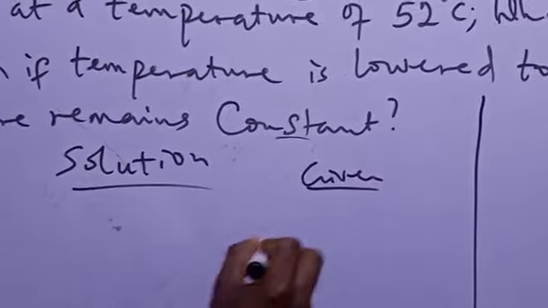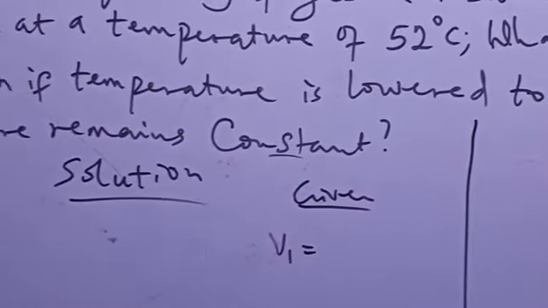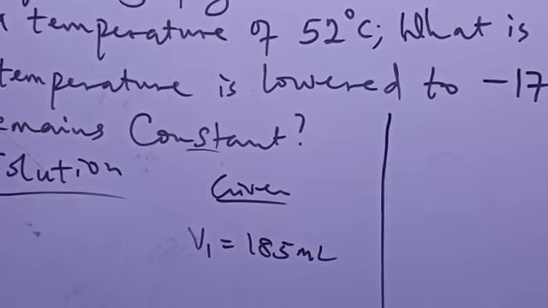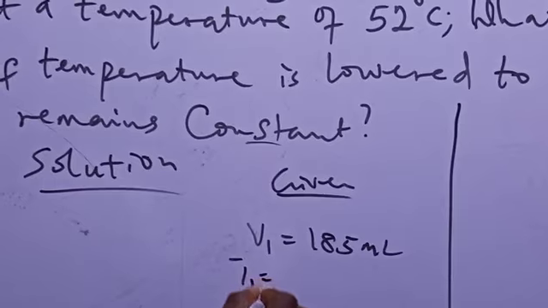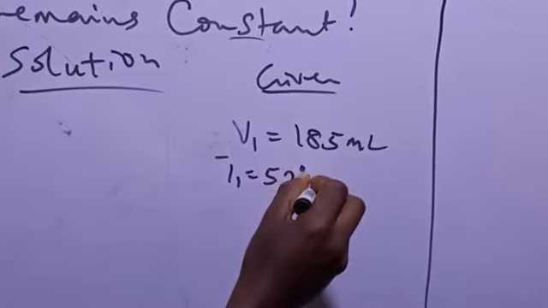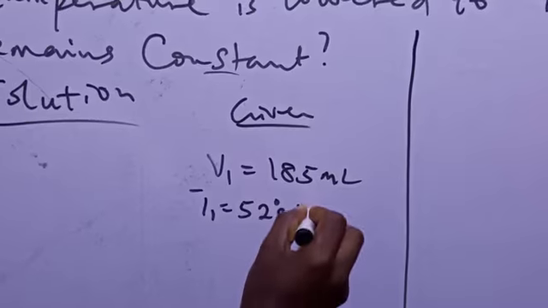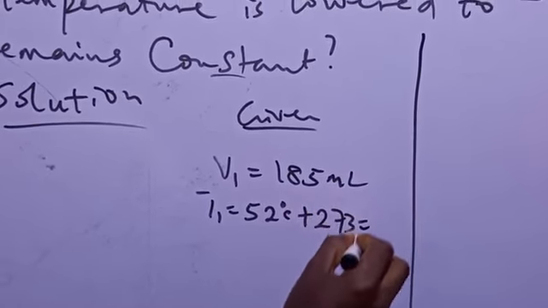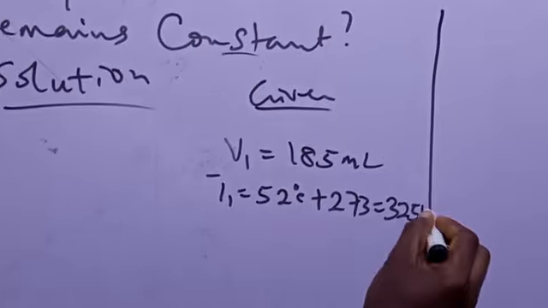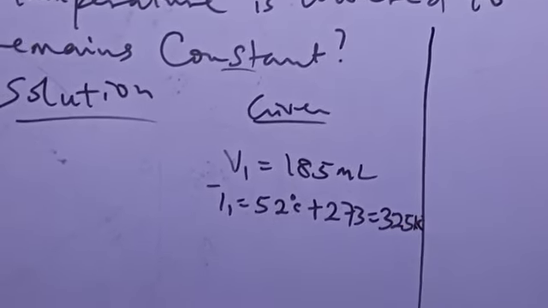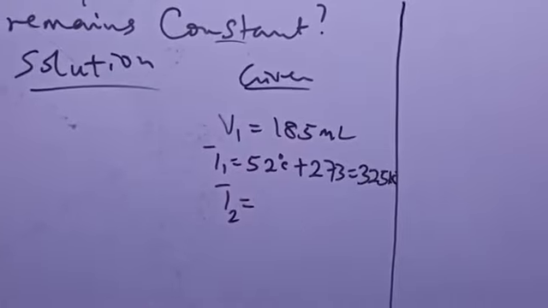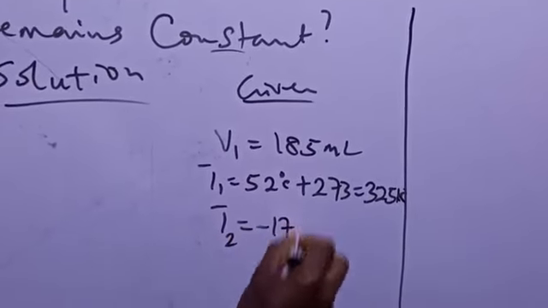We have the volume V1 equal to 185 milliliters. We also have the temperature T1 equal to 52 degrees Celsius. Adding 273, that is equal to 325 Kelvin. And we also have the second temperature, T2, equal to minus 17.